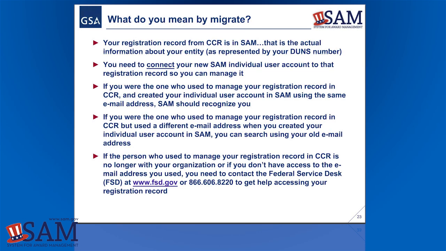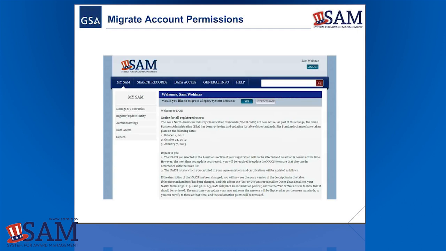If, however, the person who used to manage your record is no longer with the organization, for now, you will need to work with the help desk at the Federal Service Desk. The information is there, www.fsd.gov or 866-606-8220, to get help accessing your old record. You will need to provide some information to make sure that you legitimately are associated with that organization, which I'm sure you understand is for your own security.